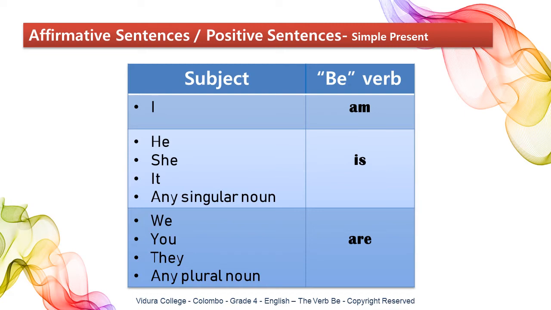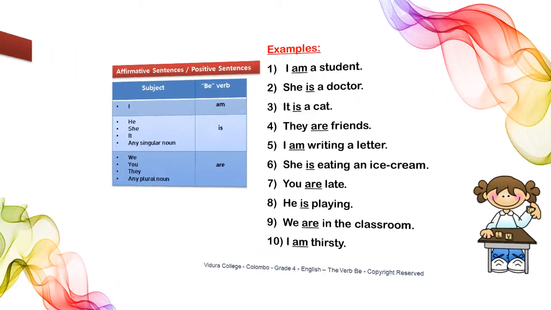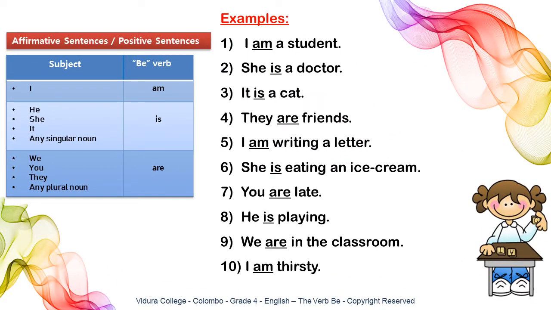We will see some more examples. This is the same table I have copied down from the previous slide. Using this table, I have created some examples. Let's see. I am a student. She is a doctor. It is a cat. They are friends. I am writing a letter. She is eating an ice cream. You are late. He is playing. We are in the classroom. I am thirsty. Like that, you can make sentences using am, is, are.